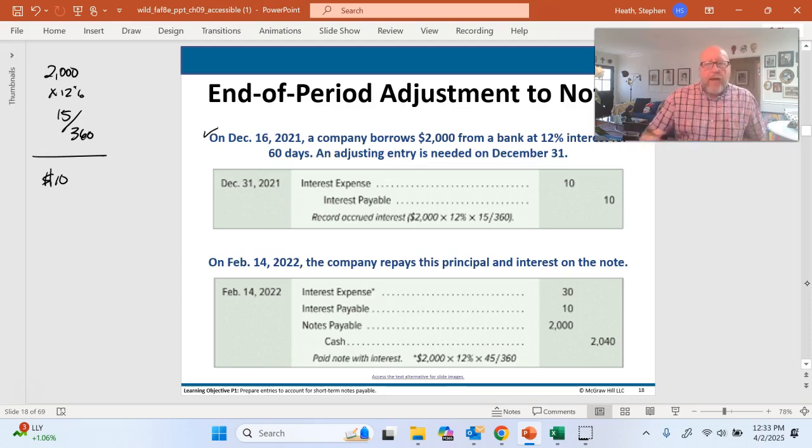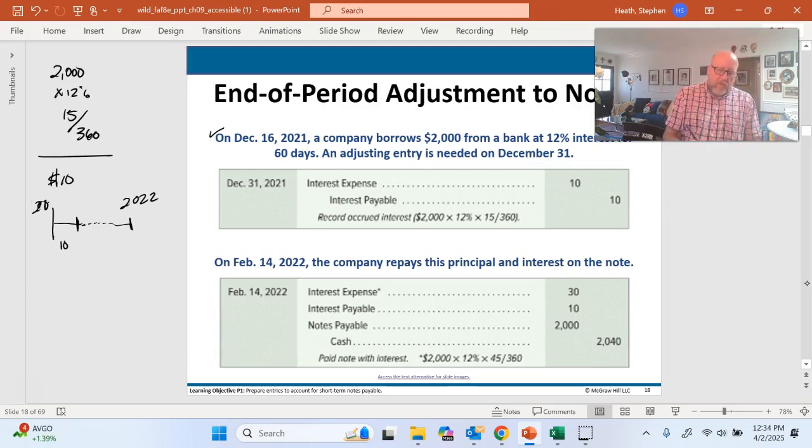All right. So I have to recognize in this first period, right, $10 in interest expense, even though I'm not going to make the payment until 2022, right? 60 days past December 2021. Okay, so how do I record that? It's interest expense of $10. And look, I'm not sending a payment. I'm not paying until the end of 60 days. So I would create interest payable.